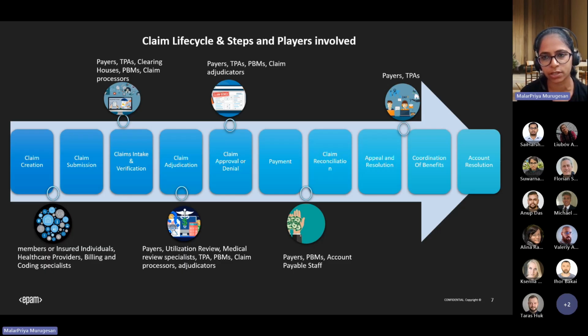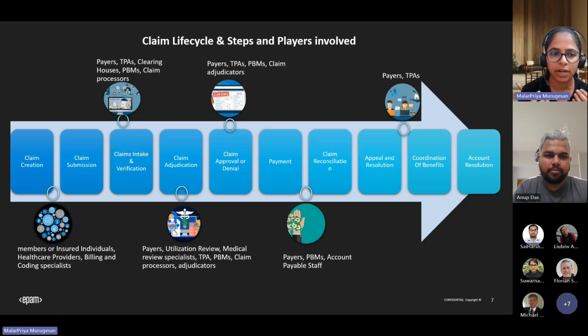First, the creation. Claim creation can be done directly by the members themselves or insured individuals, or we will have healthcare providers do that. Similarly, once the claim is taken in, payers or third party vendors or clearing houses can do that. And payers do the adjudication, whoever is taking that. And claim approval and denial is once again the same people.